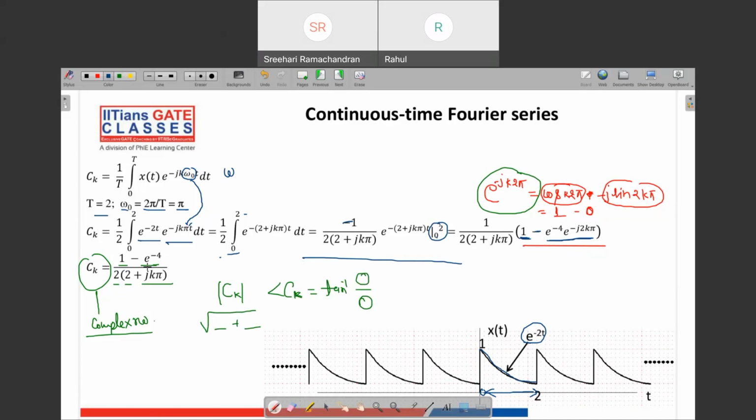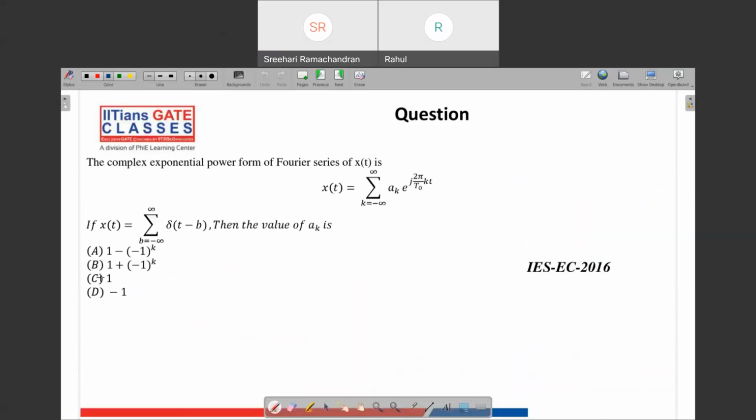Okay, so you have the complex number. Through that complex number, you can find out what is the magnitude part of that complex number and what is the phase part of that complex number. Okay. So this c of k can be represented with the help of magnitude and the phase. Let me go to the next slide.